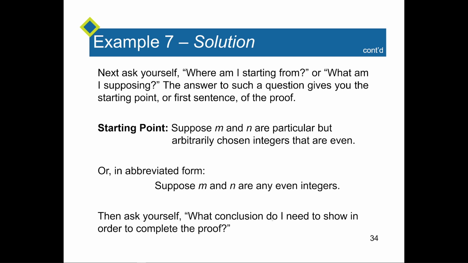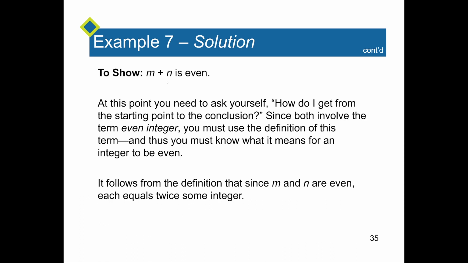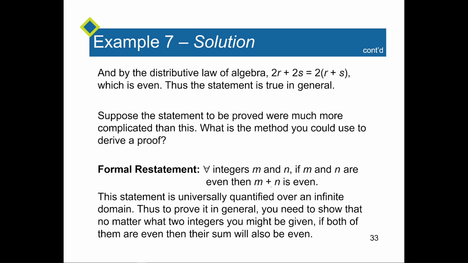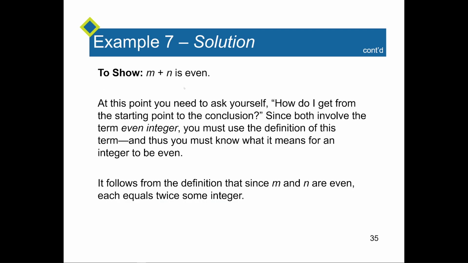Then ask yourself, what conclusion do I need to show in order to complete this proof? We need to show that m plus n is even. I started with m and n are even. So this is my supposition, and then I have to show this. This is the important question: how do I get from the starting point to the conclusion?